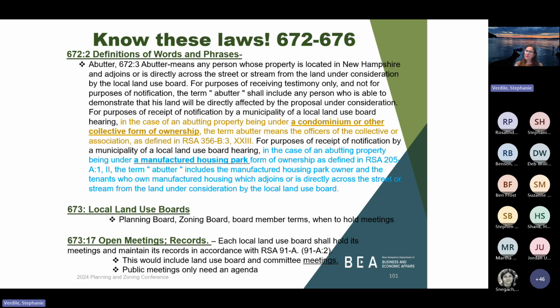And so the land use RSAs have their own noticing requirements. And so there is, again, as I said, some duplication with 91A and some of the RSAs for the land use boards. But these are some of the things that you need to be aware of for noticing for planning board meetings.